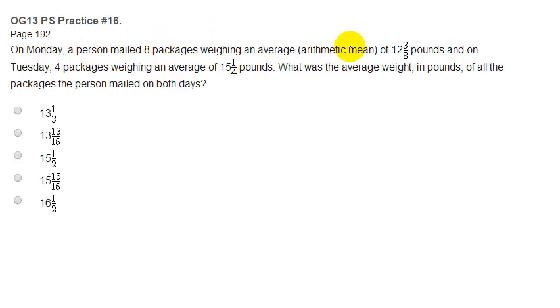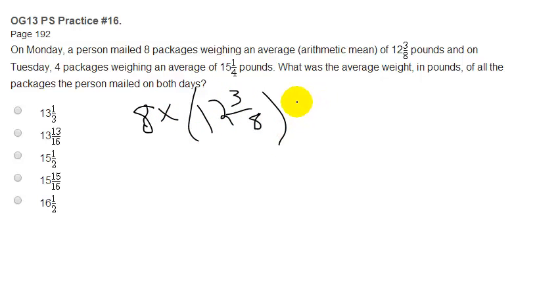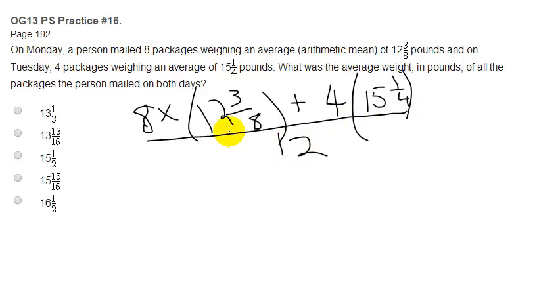All right, so we have 8 packages at 12 and 3/8 pounds, and then 4 packages at this much. So what's the average of these combined? So we have 8 of them at 12 and 3/8, and then you have 4 of them at 15 and 1/4, and you want to find the average. So you divide this whole thing by 12, right? Because 8 packages and 4 packages.